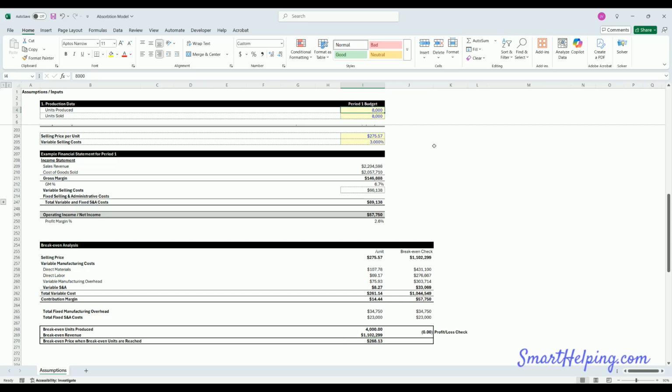Now, no matter how many units I put in here, I can put in whatever amount, it doesn't matter. $260, is that? Yep, that's still 0. Okay, so this is one of the most challenging parts of building this, this break-even calculation. I spent hours trying to figure out how to make it make sense. So it's changing if you change units sold.